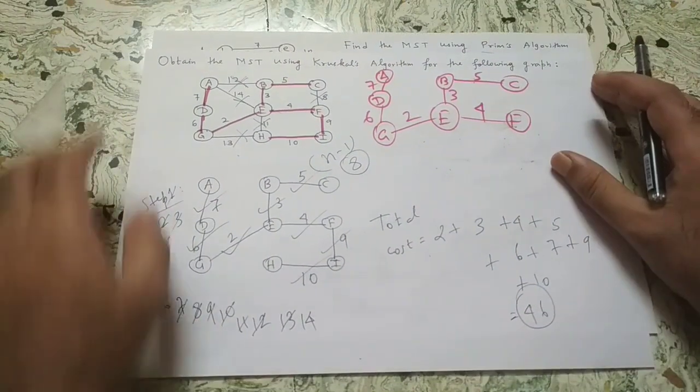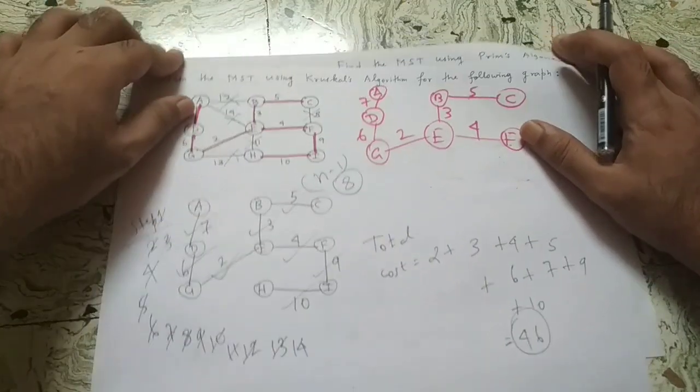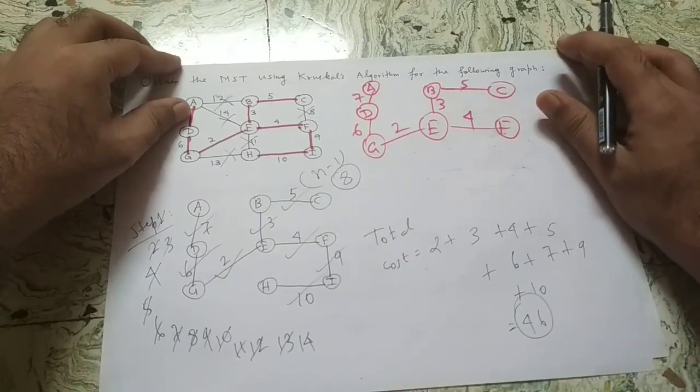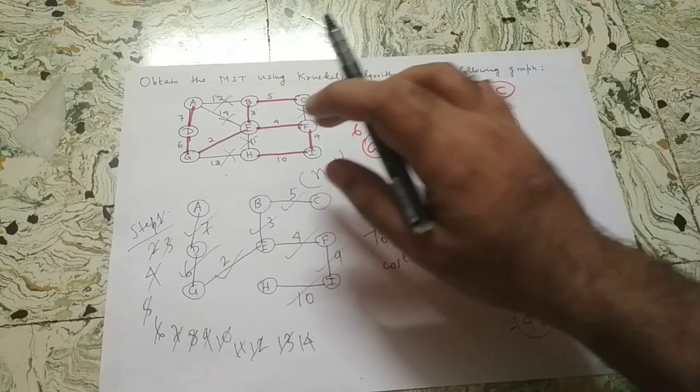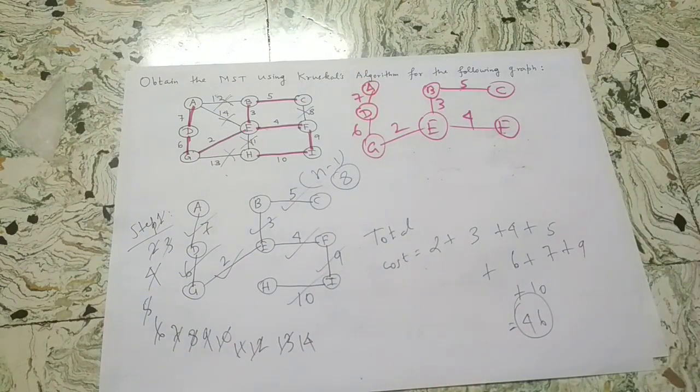Okay. So I just wanted to make things absolutely clear. I wanted to clarify this point because I thought I got maybe a bit stuck while explaining this using the Prim's approach. So I hope the algorithms are absolutely clear.